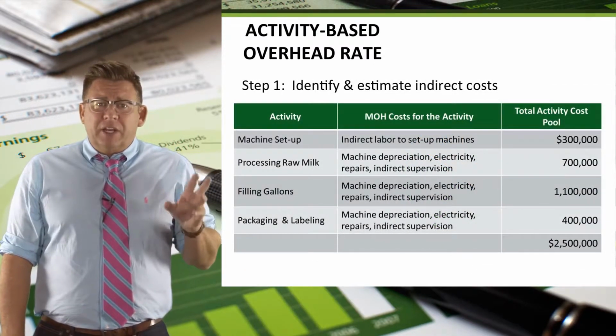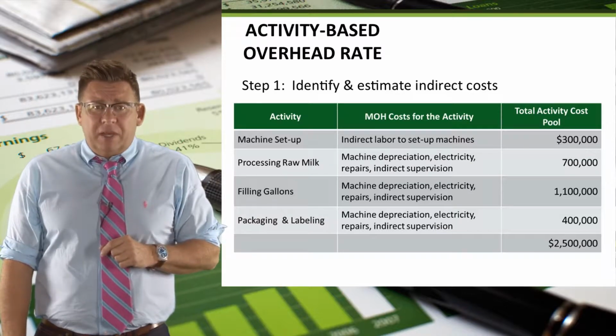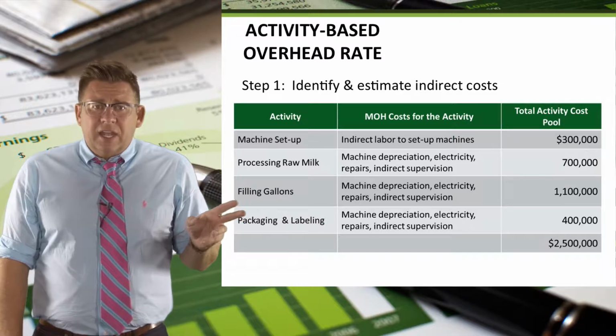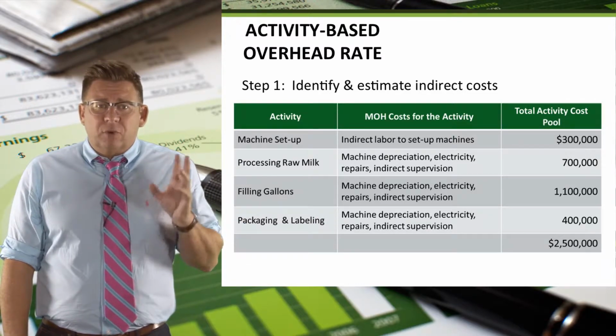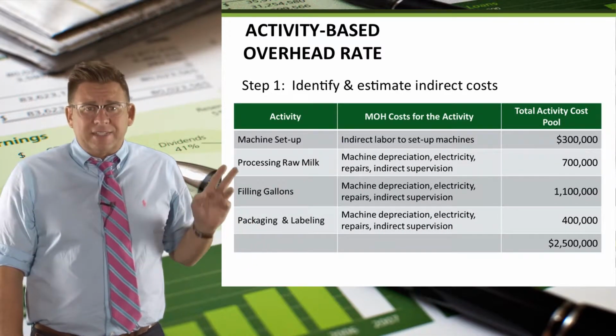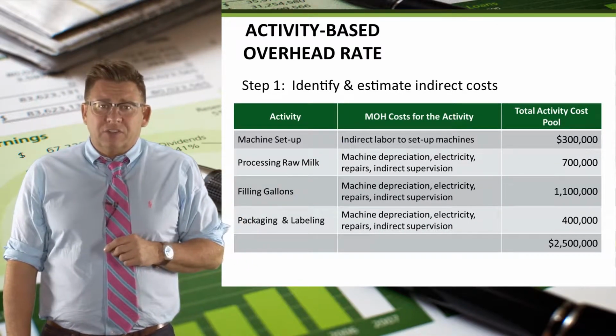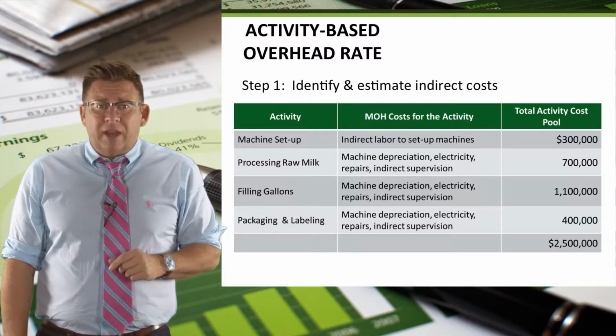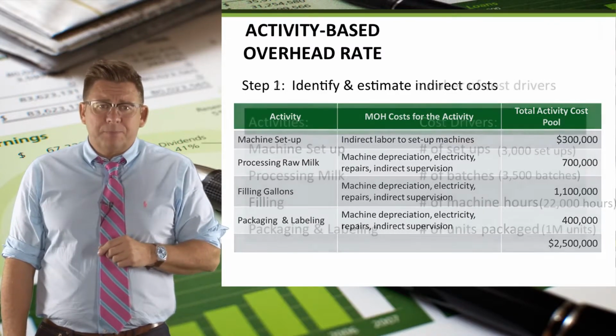So when determining overhead allocation with activity-based rates, the first step is to identify the activity and how much of the overhead is related to each one. Notice that the total of the overhead is still $2.5 million. This is the same amount we allocated with the plant-wide rate and the departmental rates.